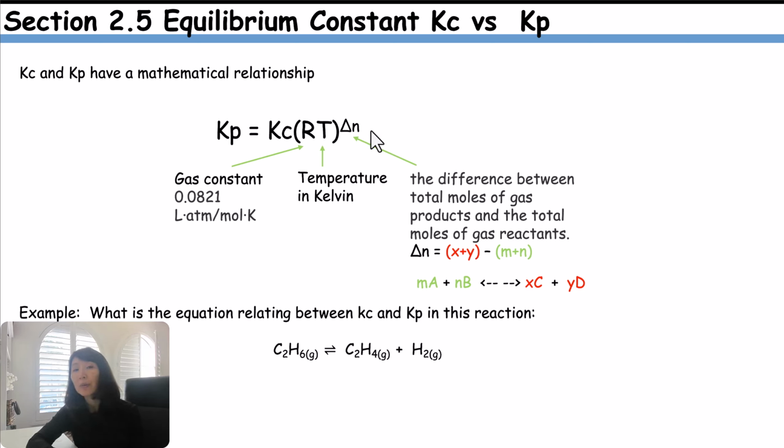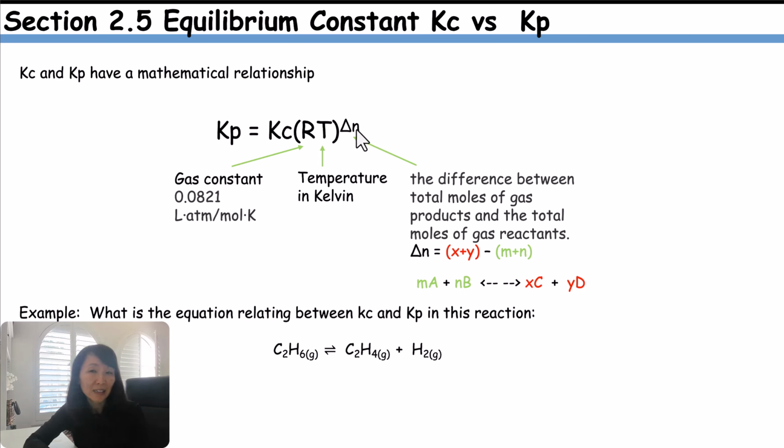This delta N represents the difference of the moles between the product and the reactant. So here I have a very simple equation, A and B mixing with C and D, and the little letters in the front, the M, N, X, Y, those are the coefficients, so like 4 or 2, or most often 1. And so this number is X plus Y, the product of whatever these two might be, minus the M and N that comes from the coefficient from the reactant. You add those two together and you take the difference of the two, and that's what delta N becomes.